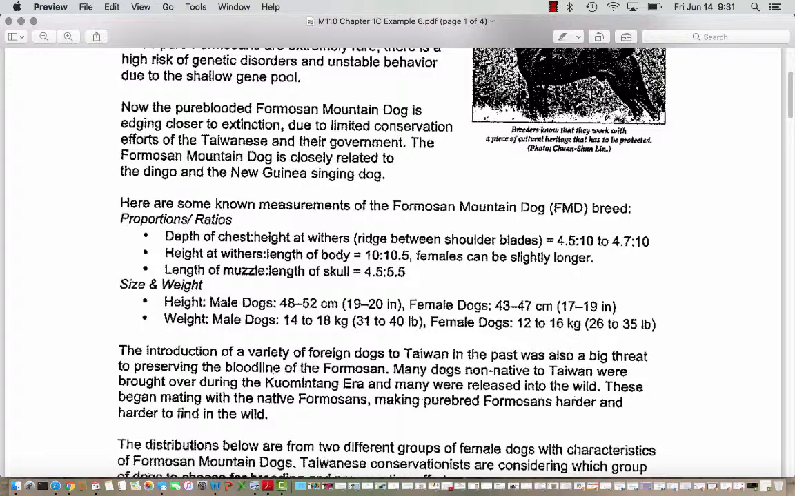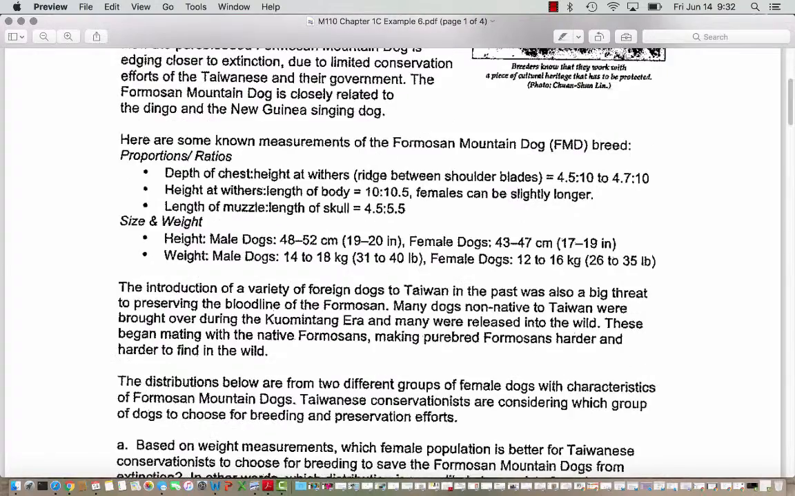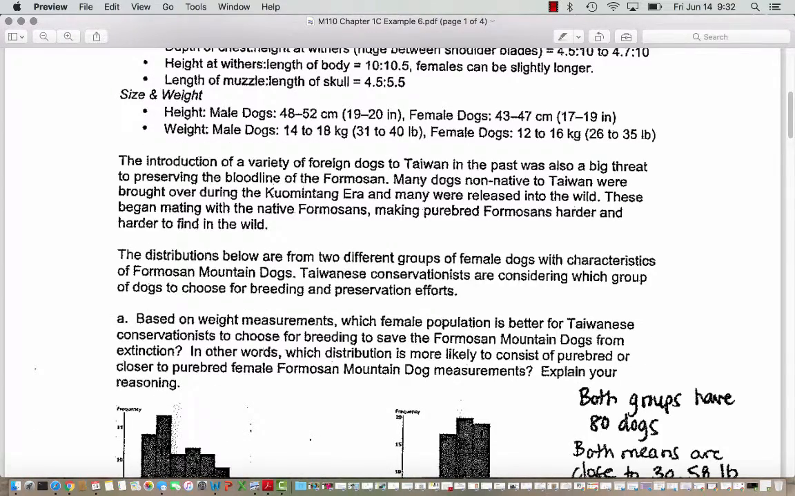Here are some of the size and weight for the dogs. Male dogs are typically, in inches, 19 to 20 inches tall. Female dogs, 17 to 19 inches tall in this breed. The weights, the male dogs are 31 to 40 pounds, and the females are about 26 to 35 pounds. Of course, in Taiwan, they use kilograms and centimeters, so those numbers are written here first.